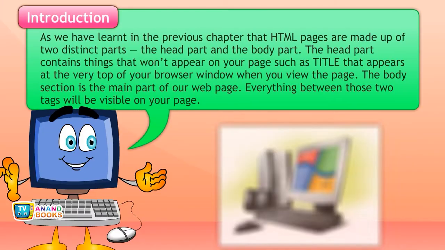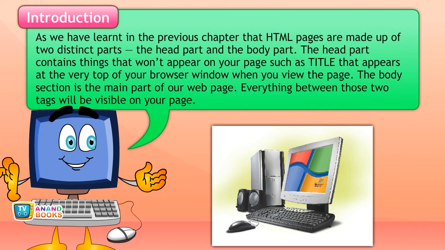Introduction. As we have learnt in the previous chapter, HTML pages are made up of two distinct parts, the head part and the body part. The head part contains things that won't appear on your page, such as the title that appears at the very top of your browser window when you view the page. The body section is the main part of our web page. Everything between those two tags will be visible on your page.